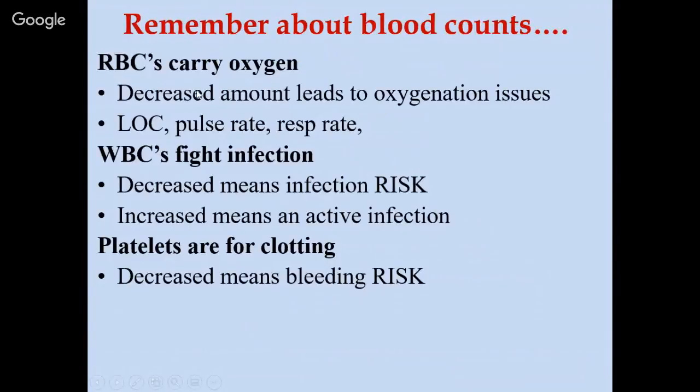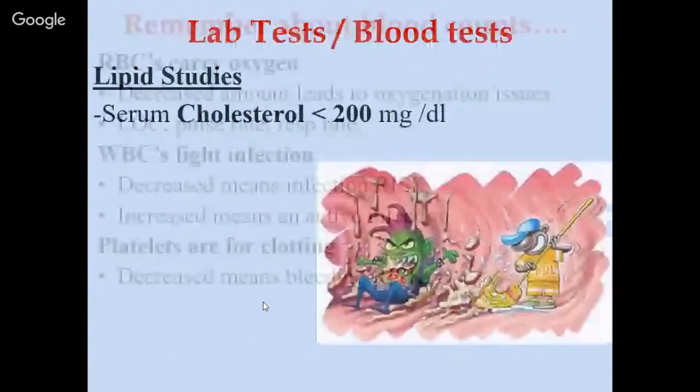RBCs carry oxygen. Hemoglobin carries oxygen. So if there's not enough hemoglobin, they could have low oxygen levels, loss of consciousness, pulse rate, respiratory rate could be affected. White blood cell increase could be infection. Or if they don't have enough white blood cells, they might not be able to fight infection. And then clotting, bleeding risk if they don't have enough platelets.